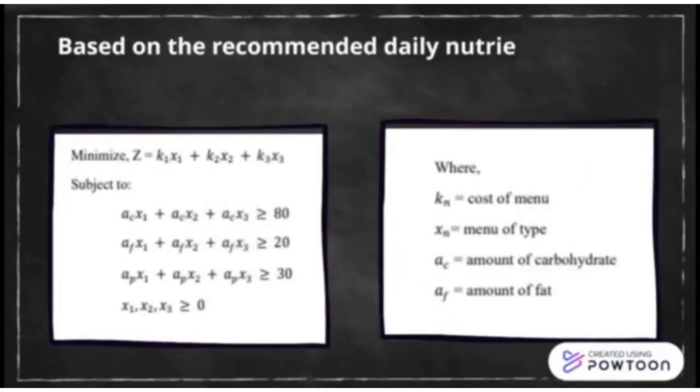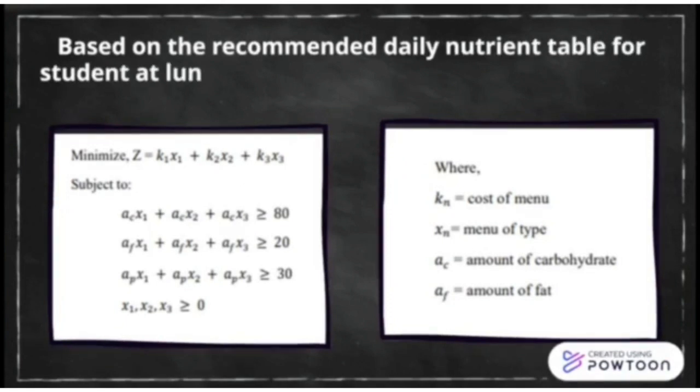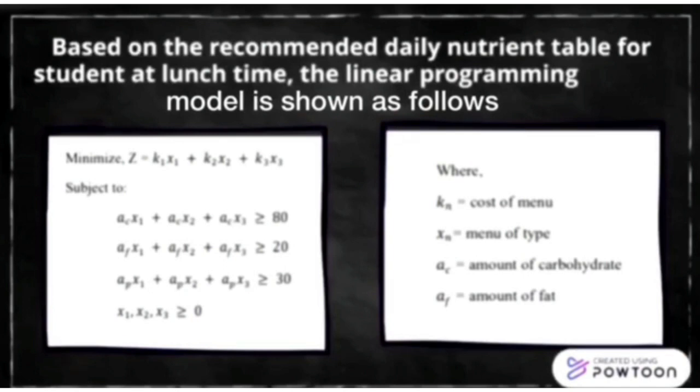Based on the recommended daily nutrient table for students at lunchtime, the linear programming model is shown as follows. Here are the general equation for the objective function and the three constraints. For the objective function, we minimize Z equal to k1x1 plus k2x2 plus k3x3. Kn is the cost of menu, while Xn is the menu of type.